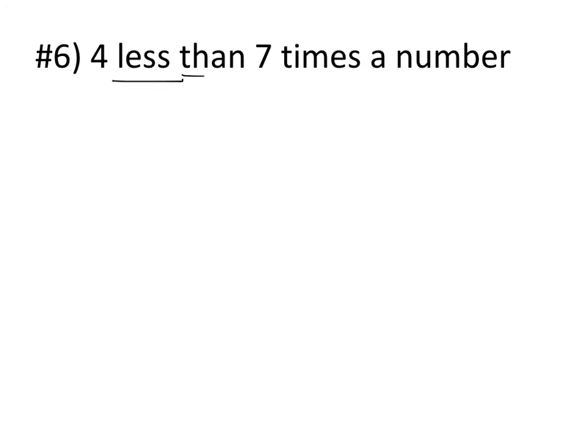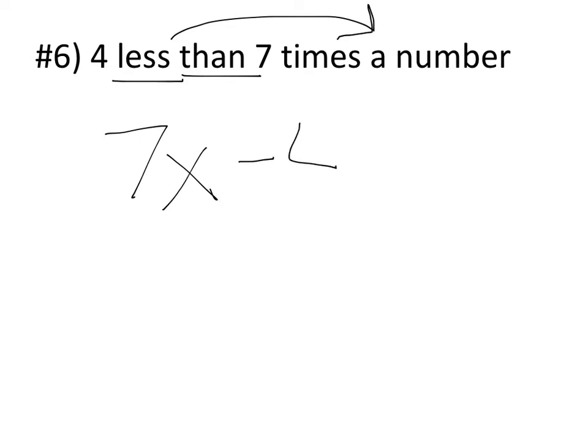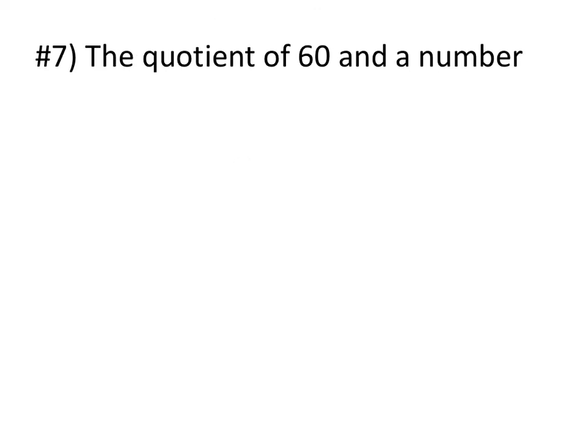4, remember, less than, we're going to draw an arrow, underline less than and draw an arrow to the end. 7 times a number, which would be 7x, and then 4 less than would be minus 4 on the end. The quotient, which we know is divide, of 60 and a number, and we'll call that number x.